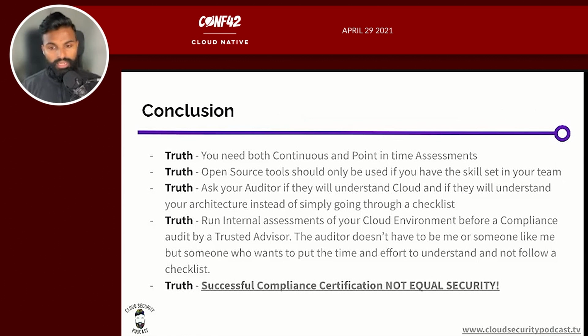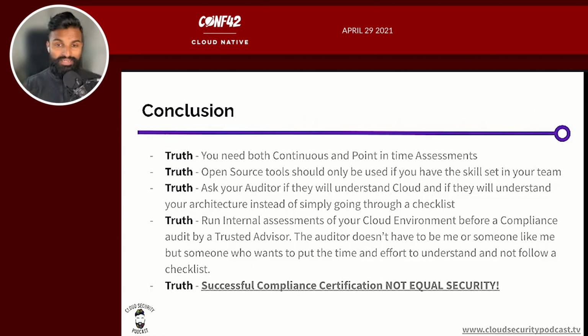In conclusion, I have a few truths that I wanted to reveal. You definitely need both continuous as well as point-in-time assessments. Continuous assessments are great from a monitoring perspective, as at any given point in time, you don't want to wait for a hypothetical Ashish to knock on your door and say, hey, let's talk for the next 2 weeks and see what we can find out when you're done assessment. You need something ongoing so you can monitor for configuration drifts.